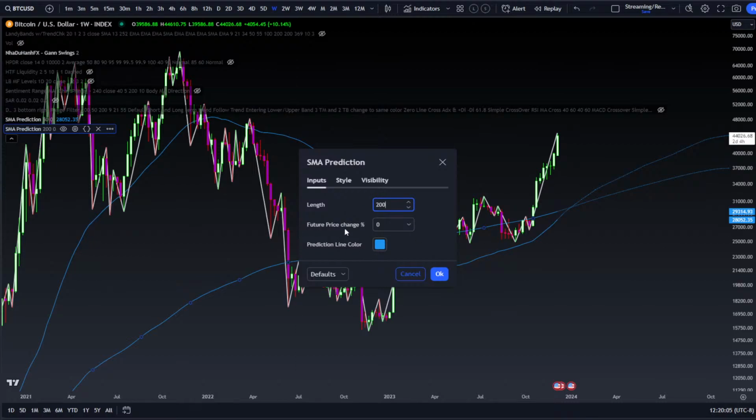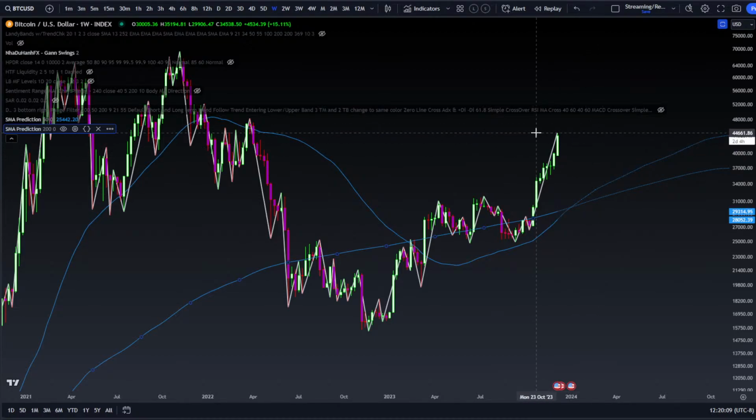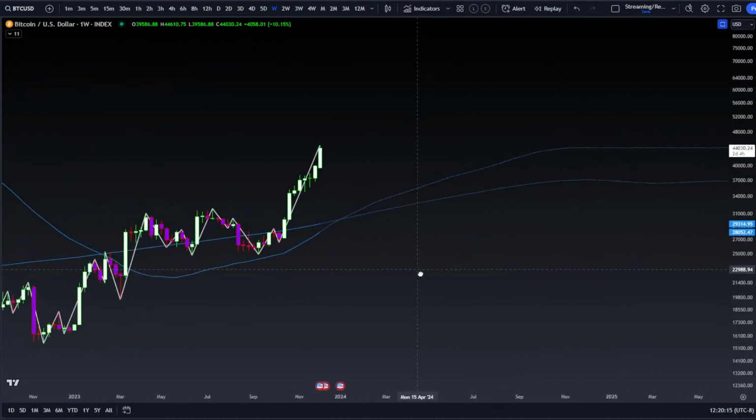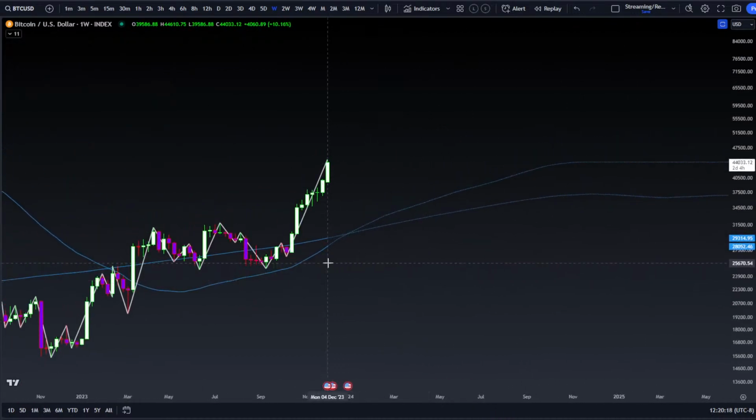And for price future change, we're just going to leave it at what it is. If price was just up here right now and stayed around this price, when would they cross? Well, the earliest that they would cross is 1, 2, 3, 4 weeks from now, and that would be on January 1st.